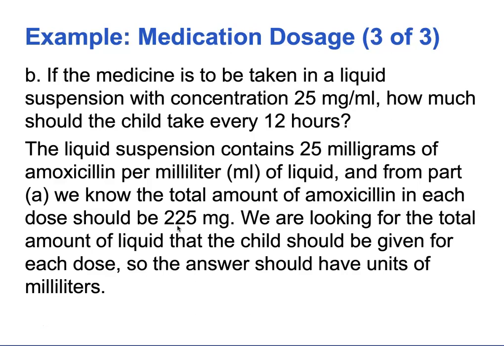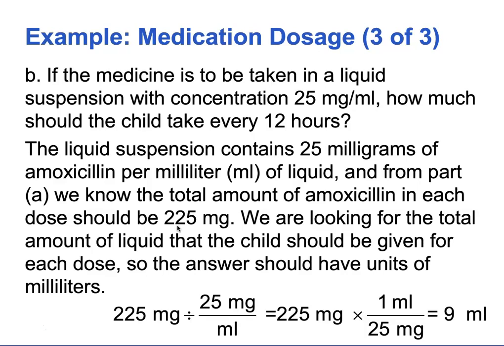We are looking for the total amount of liquid that the child should be given for each dose, so the answer should have the units of milliliters. So here we're going to take what we found in A, 225 milligrams. Up here, they told us 25 milligrams per milliliter. So we're going to divide that. Right here, if you remember, when you divide by a fraction, they just add an extra step. I know it's probably confusing because we'd already said if you're going to do milligrams and you need to cancel them, you want to put that on the bottom. But they did it first as division.